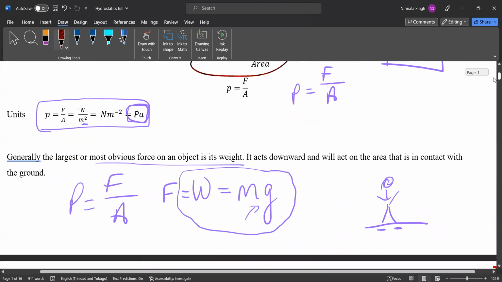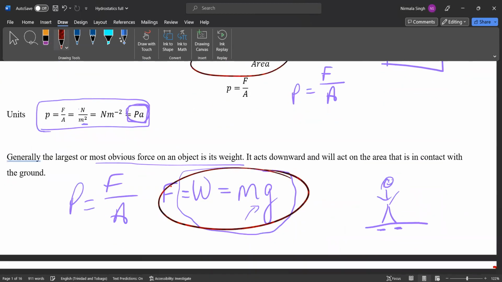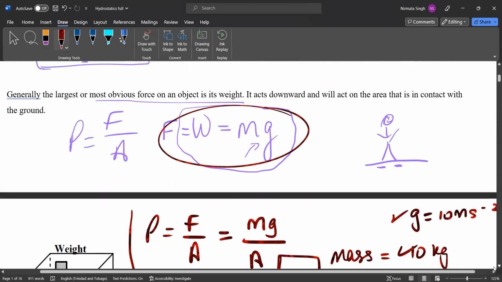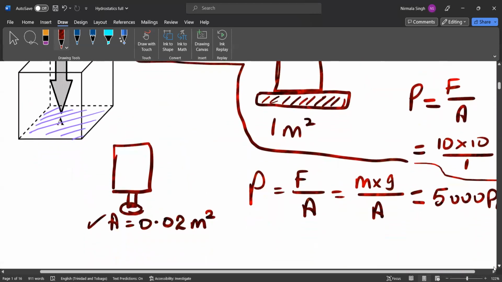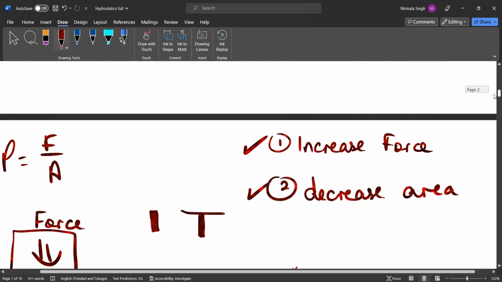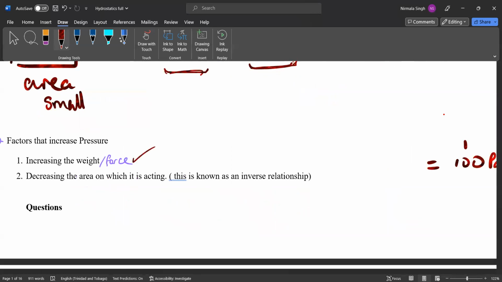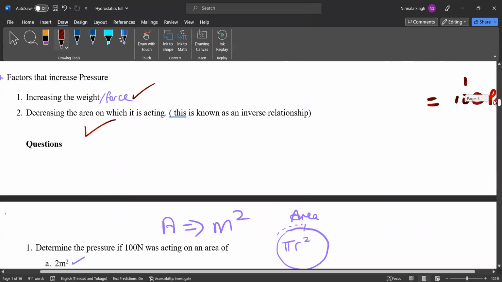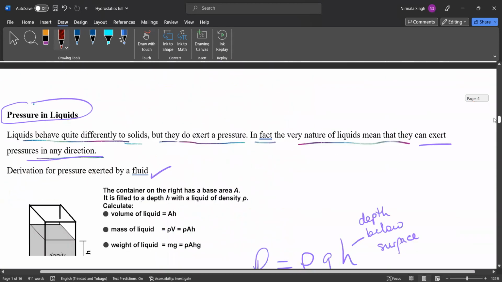Then please note that a force is always mass times gravity. Always remember, once you have a mass and you're on this planet, you have a weight, and that means that you also have a force. We have two methods by which we can increase our pressure: we can increase our force, and we can decrease the area, because it's an inverse relationship. Please give the questions a try. They are in the handouts online already.